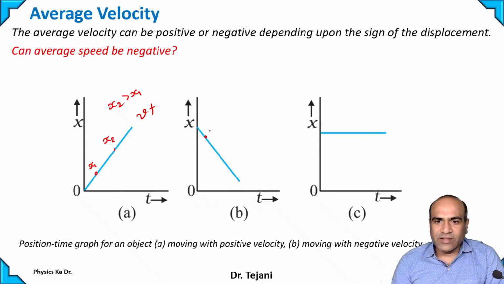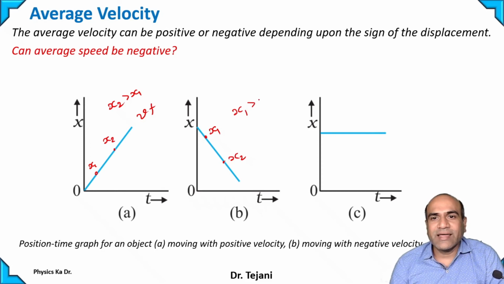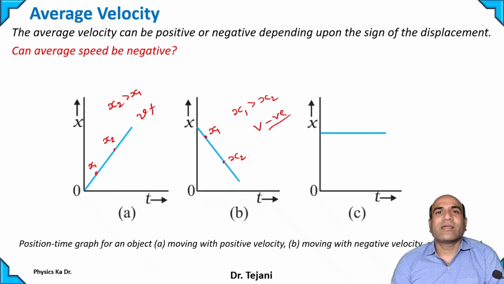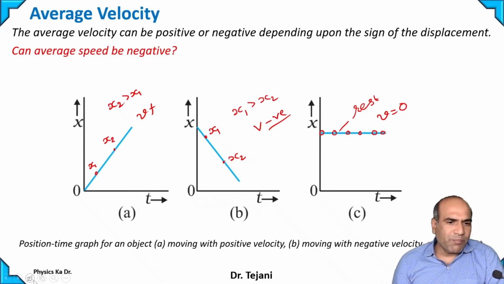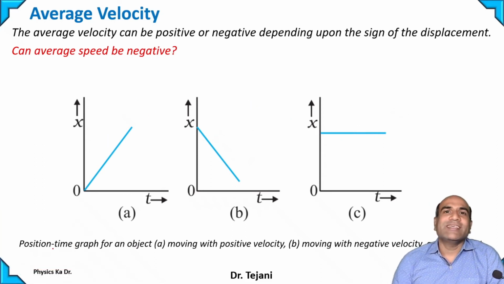If this is x1 and this is x2, and x1 is greater than x2, that means velocity is negative. And in the last case, there is no change in terms of displacement or distance. That means there is no velocity, or it is at rest, or velocity is equal to zero. The object is not moving.